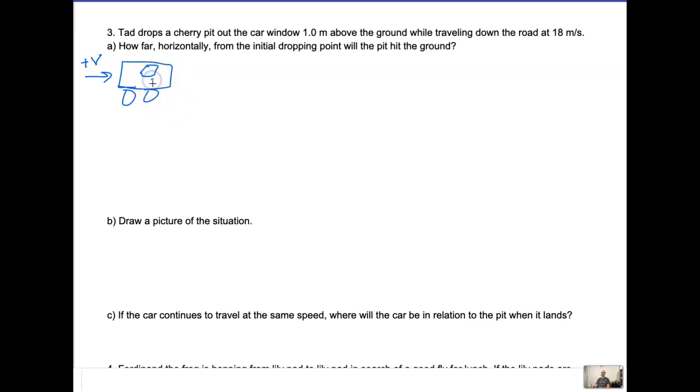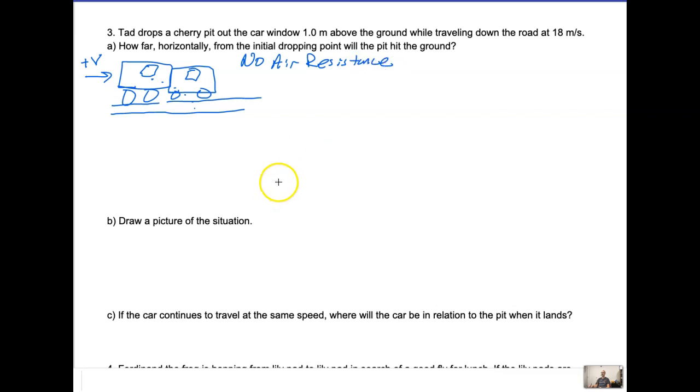When I let go of the cherry pit, it's not going to fall straight down. Instead, it's going to stay with the car, and it will make that parabolic curve, and it will hit the ground. I know the car looks like it's off the ground. Maybe we'll just do this. All right, there we go. So the car will continue to move, so the car will be right here when the cherry pit hits the ground. It flows with it. We're assuming here there is no air resistance.